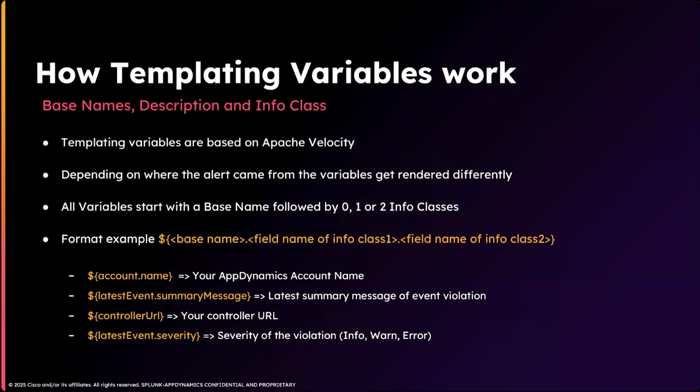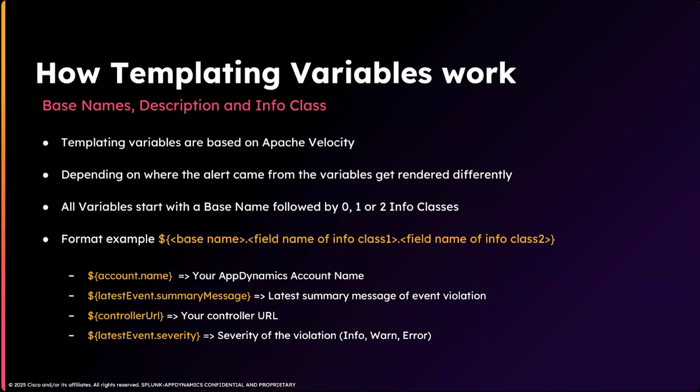Here's the format of what these variables look like: dollar sign, open curly brace, base name dot info class 1 dot info class 2, close curly brace. That is the format they're in. I'm going to start with some really simple examples, and then we'll get into the definitions, show you all the base names and all the info classes, and continue to put examples out there as we go so that it makes sense and you can better understand this.